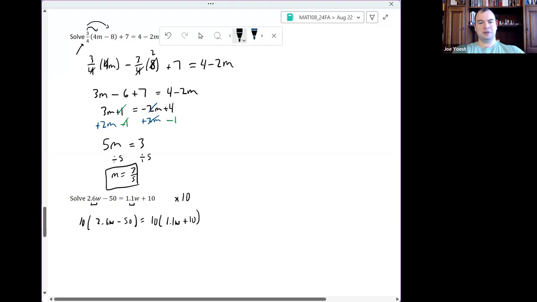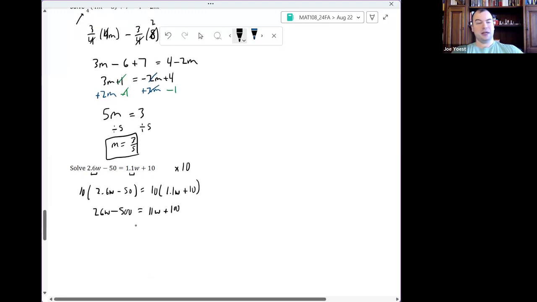And now I distribute. I have to be careful to distribute properly so that my factor of 10 hits all of the terms throughout both sides of the equation. But 10 times 2.6 is 26 times w minus 10 times 50 is 500 equals 10 times 1.1 is 11w plus 10 times 10 is 100. And now I have a nicer looking equation with just whole numbers or integers that I can deal with.